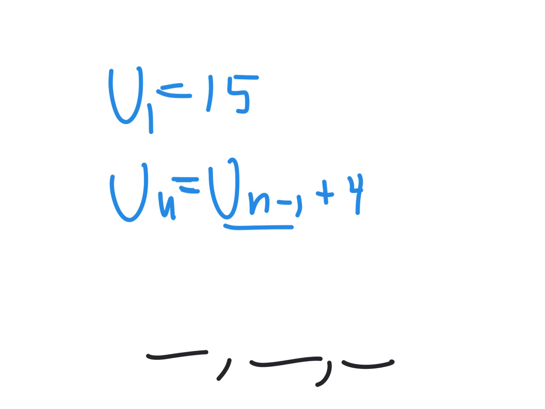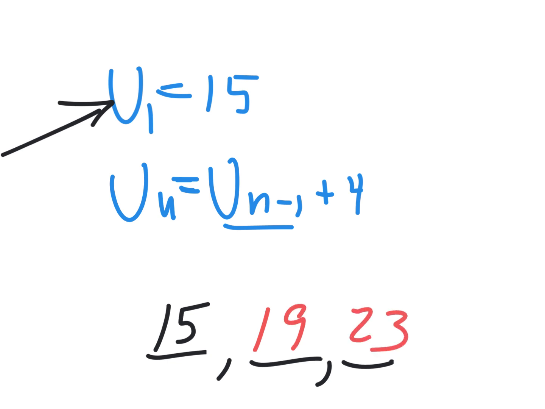The first one is 15. It's the first term. You have to tell me the first term, or I don't know for sure which term I'm on. So that's the first term. So then what's the second term? 19. And then the third one? 23. Raise your hand if you had that one right. Cool. You get recursively defined sequences.